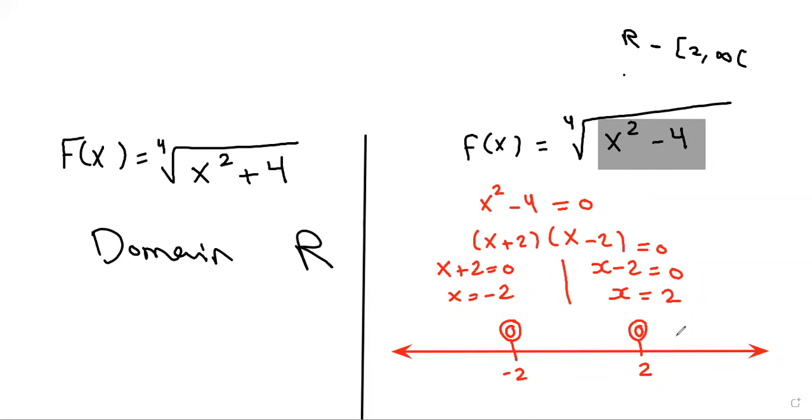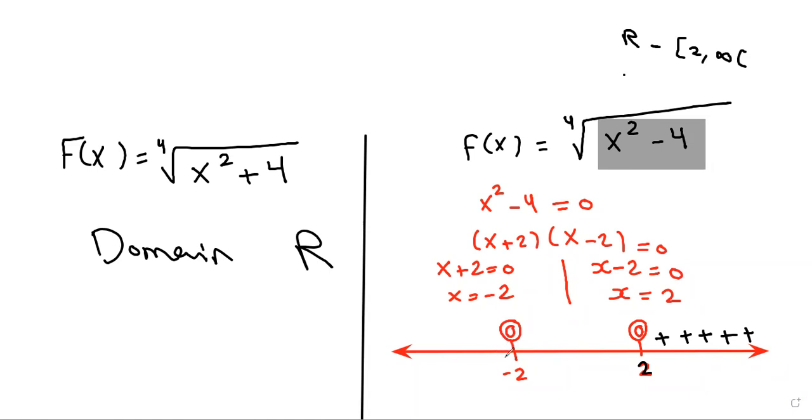So what about the numbers greater than 2? Just take a number greater than 2, like 100. So 100 to the power of 2 is 10,000, minus 4. So the sign of the function in this case will be positive. And take a number less than negative 2 on the left.